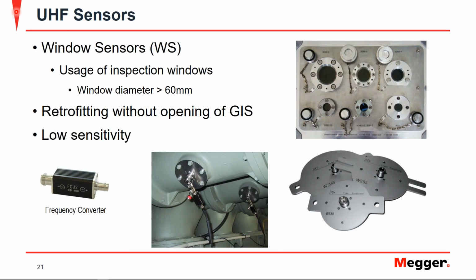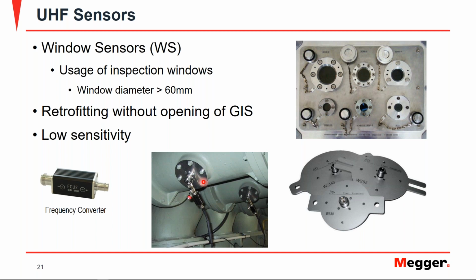Alternatively, there are window sensors. These can be used in the inspection windows of GIS, in which it is required that the window diameter be larger than 60 millimeters. This is due to the wavelength and therefore the necessary diameter of the window for the UHF signal to escape. This also allows for retrofitting without opening any GIS, given the availability of the inspection windows.